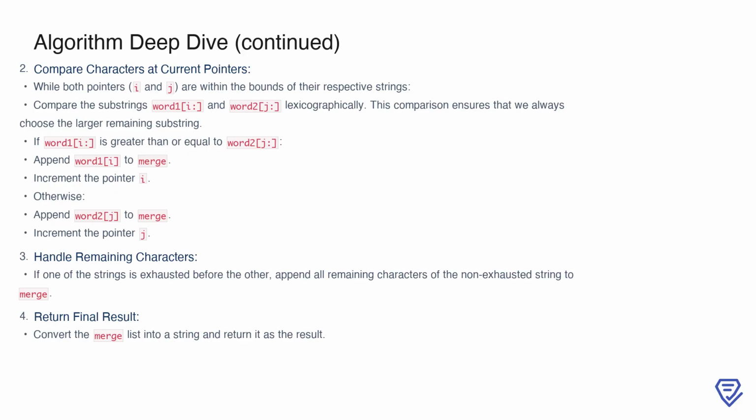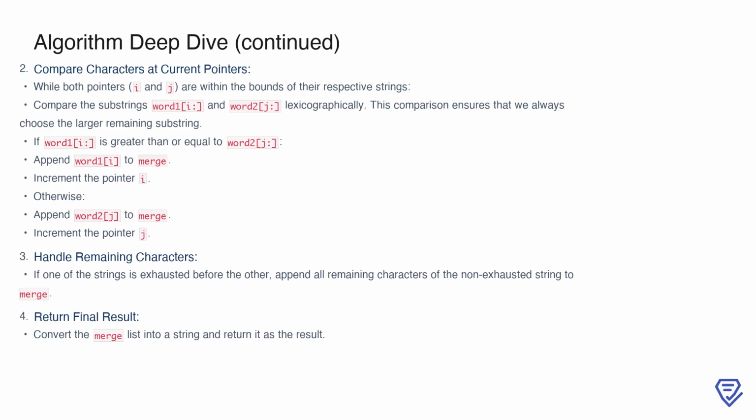The next step is to compare the characters at the current positions of the two pointers. While both pointers are still within their respective strings, we compare the substrings starting from i in word 1 and j in word 2. This ensures the comparison considers the remaining portions of each string. If the substring from word 1 is lexicographically larger or equal to that from word 2, we append the character at word 1, i, to the merge and increment the pointer i. Otherwise, we append the character at word 2, j, to the merge and increment j. Once one of the strings is fully traversed, we simply append all remaining characters from the other string to the merge.